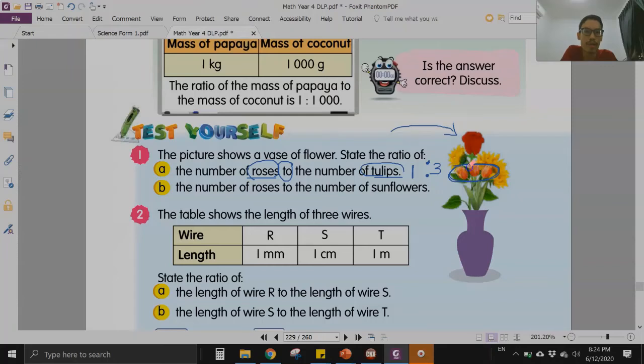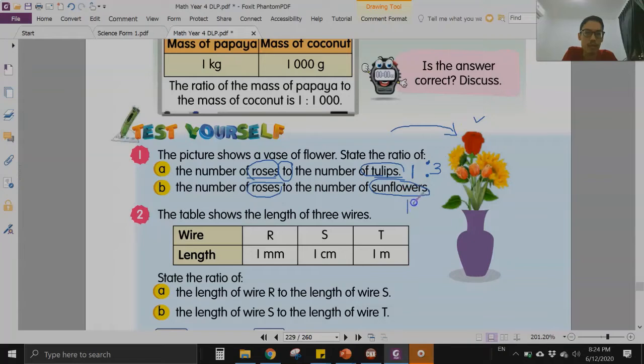For B, we have to do the number of roses to the number of sunflowers. Roses on the left to sunflowers on the right. So again, roses, there's only 1. So 1 colon. Sunflowers, I can see 1, 2. It's not very clear. I think that there are 3 here. That's what I can see here. There are 3 sunflowers.